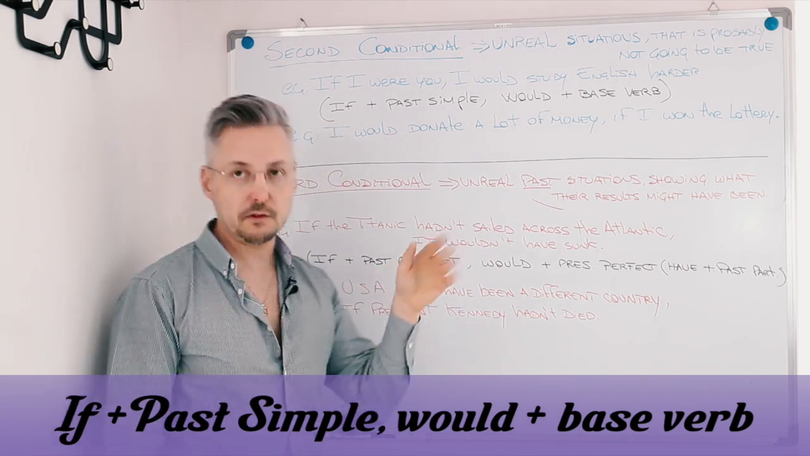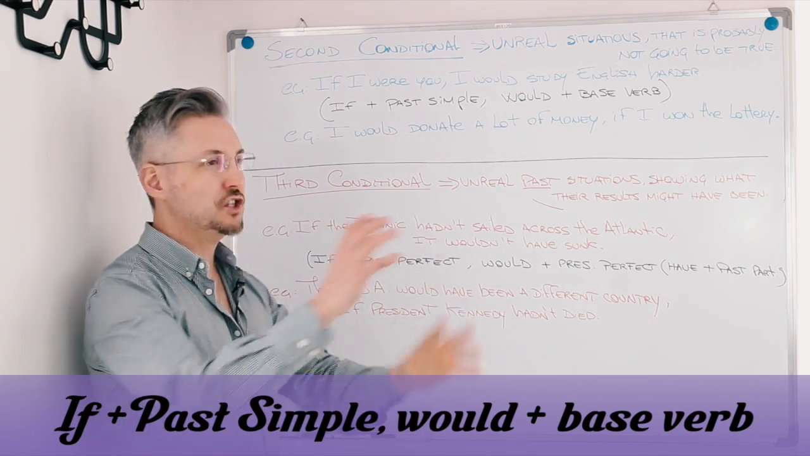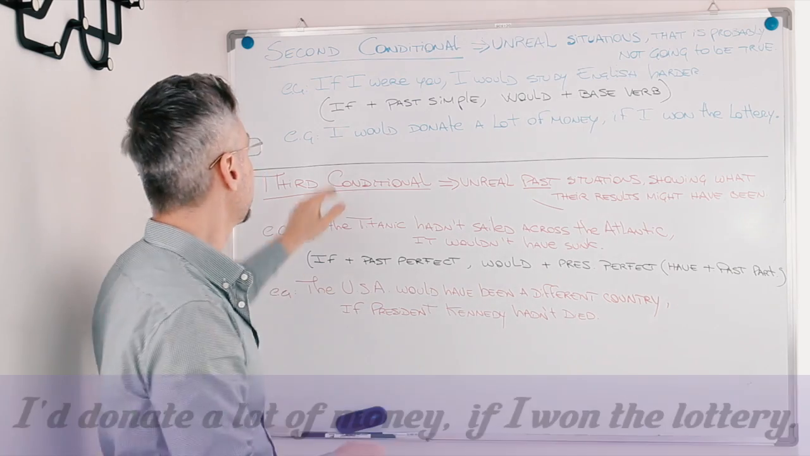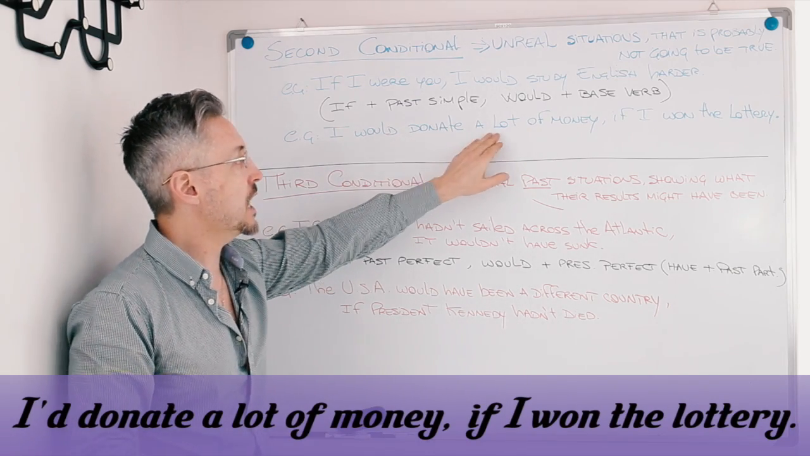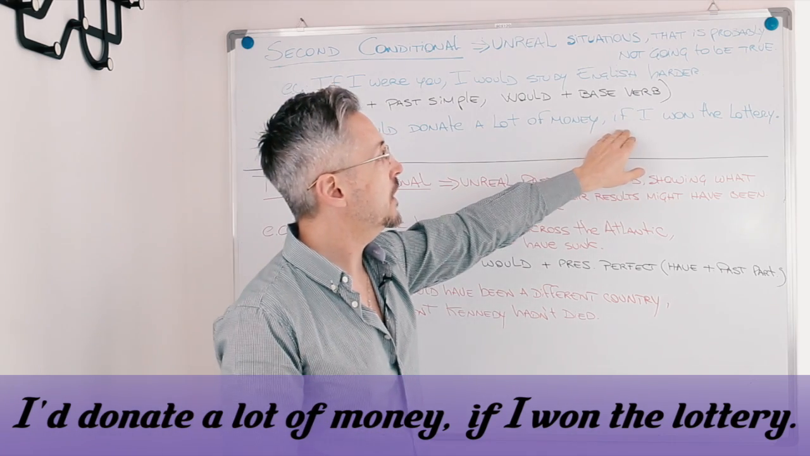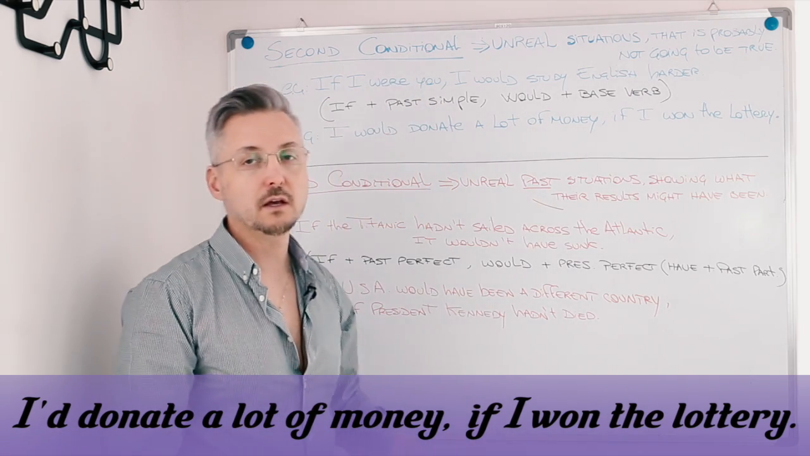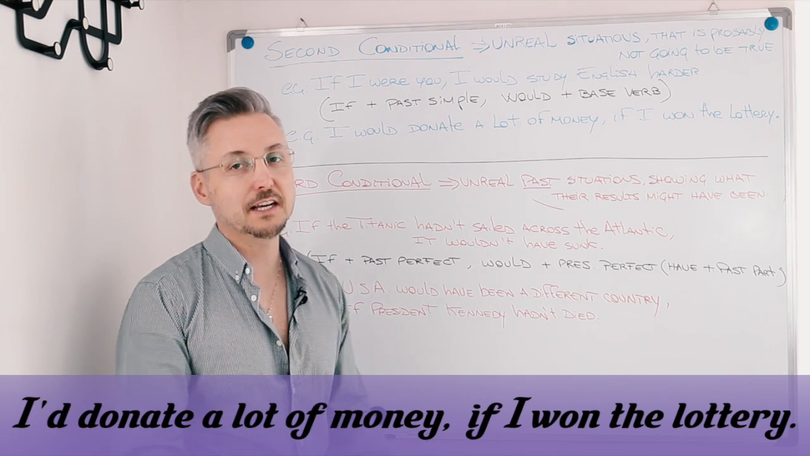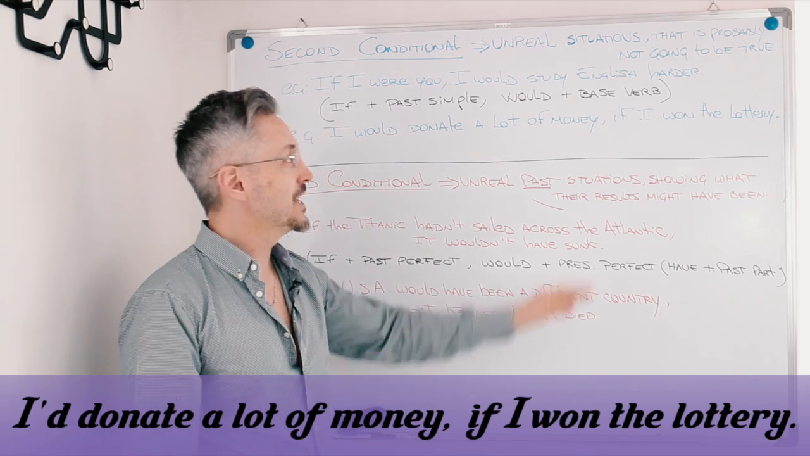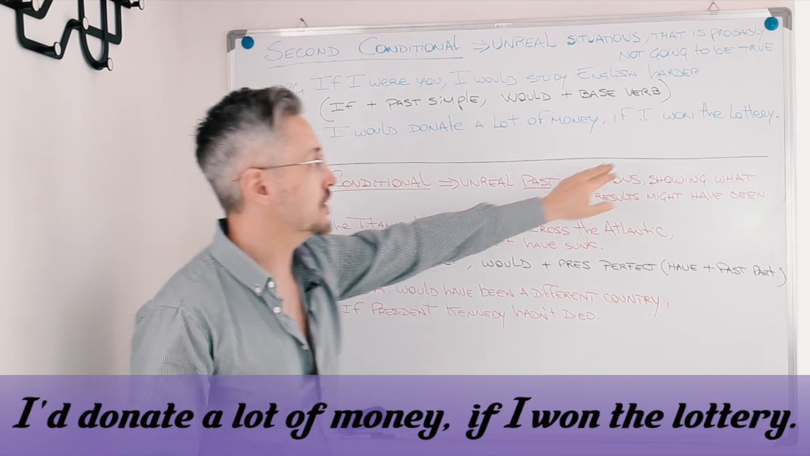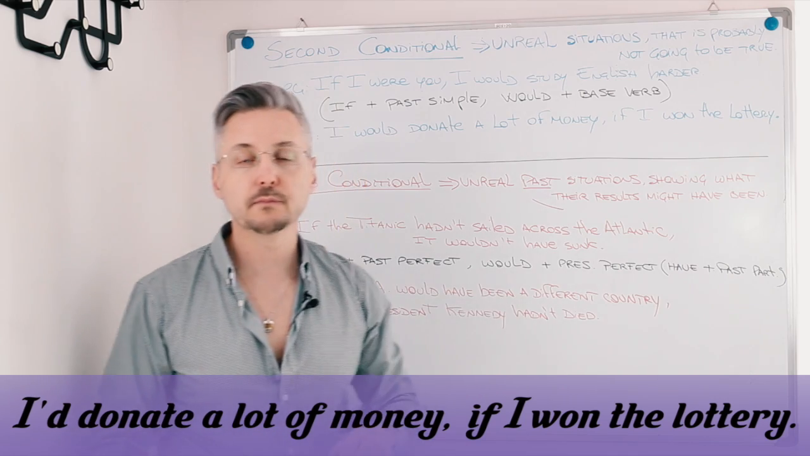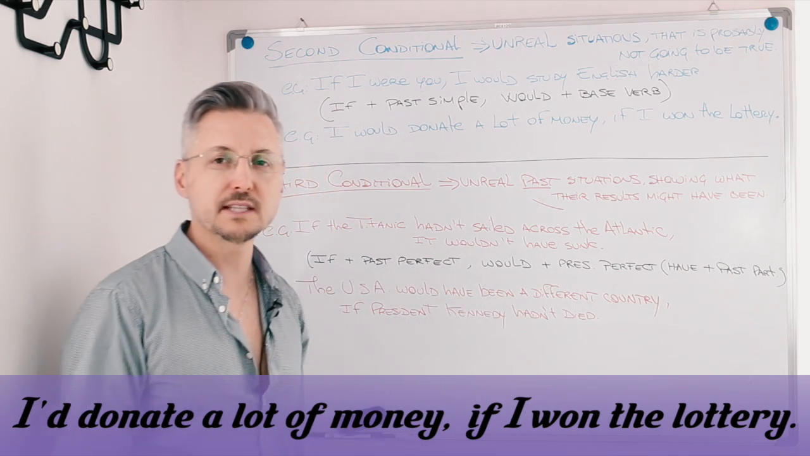Now let's look at another example. Let's change the order. So let's put first the result and then the condition. I would donate a lot of money. I would donate a lot of money if I won the lottery. It is basically impossible to win the lottery. But if I won the lottery, I would donate a lot of money, to charity, for example.